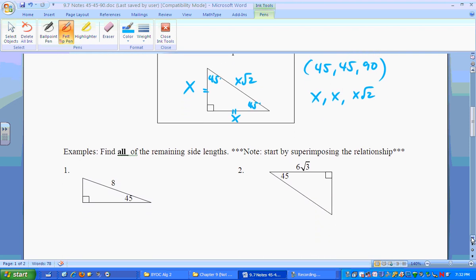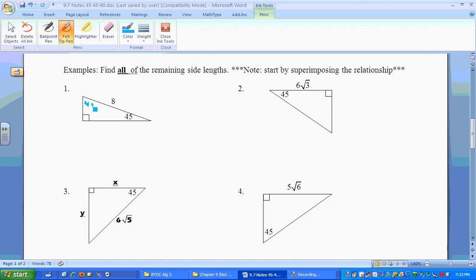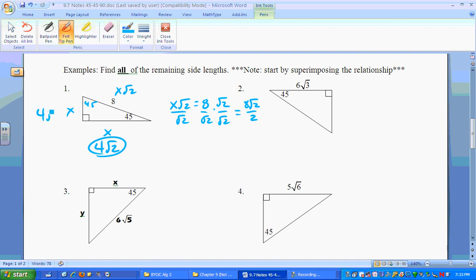All right, knowing that, let's superimpose this using that. You see this is a 45, 45, 90. So each side is x, x, this side is x root 2. So we're going to set x root 2 equal to 8. Solve it, divide by root 2. Can't leave it in the denominator. Multiply top and bottom by root 2, you get 8 root 2 over 2. Does it simplify? That goes into there, so you get 4 root 2 for each side.